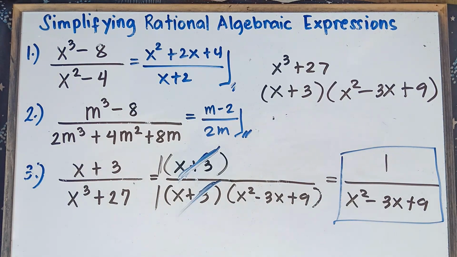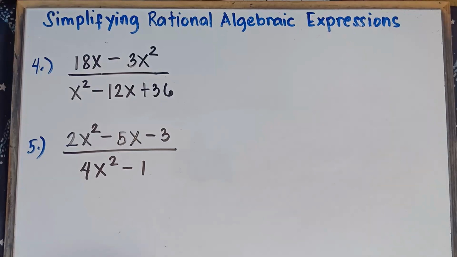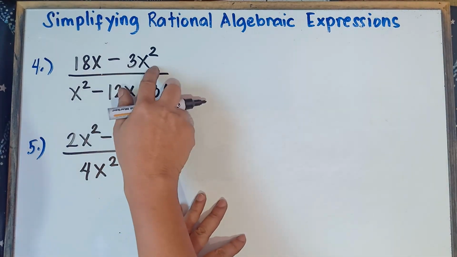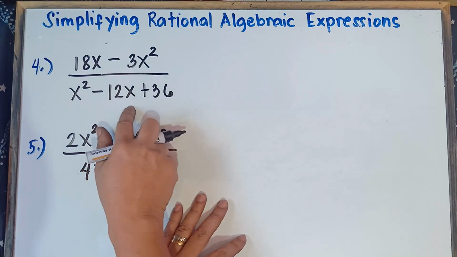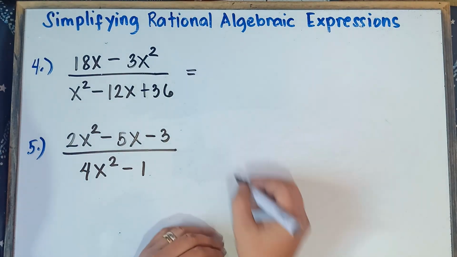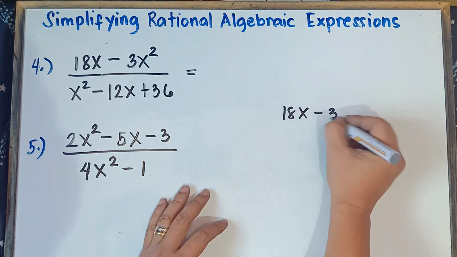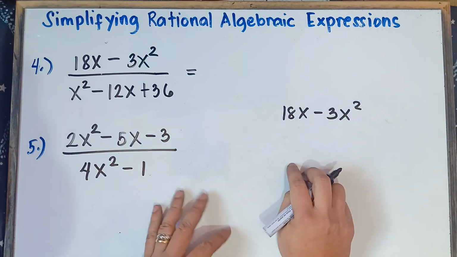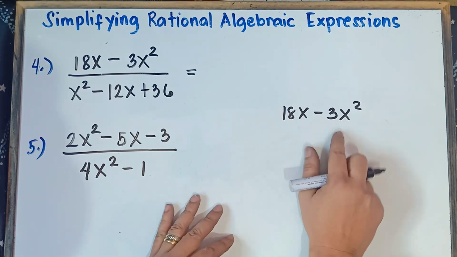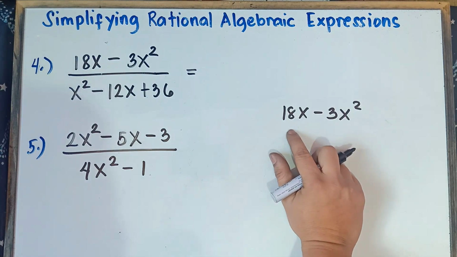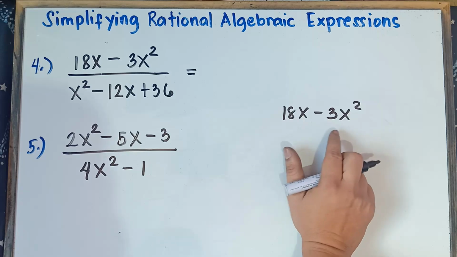Alright, so let's proceed now to example number 4. Our given, we have 18x minus 3x squared over x squared minus 12x plus 36. For our numerator, we have 18x minus 3x squared. We cannot apply the difference of two squares because 3 is not a perfect square, 18 is not a perfect square. So we can factor this out by common monomial factoring.